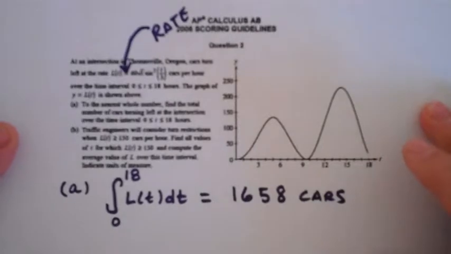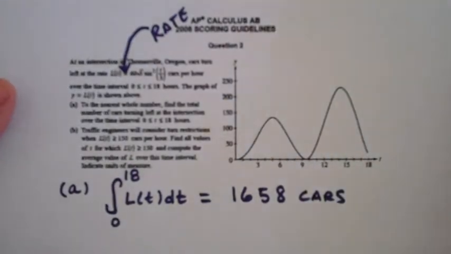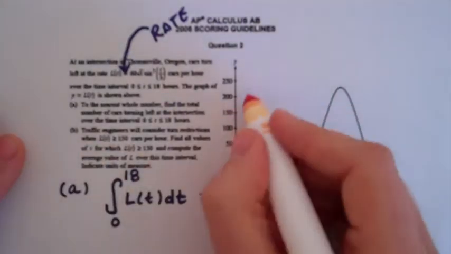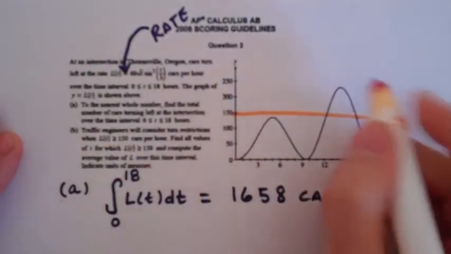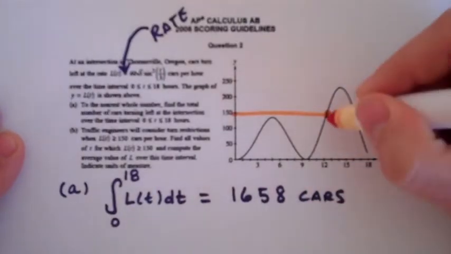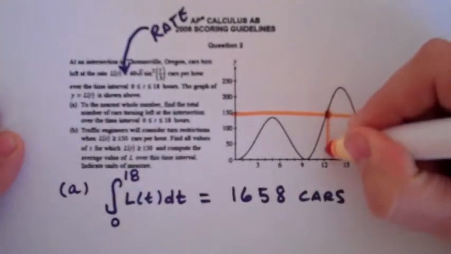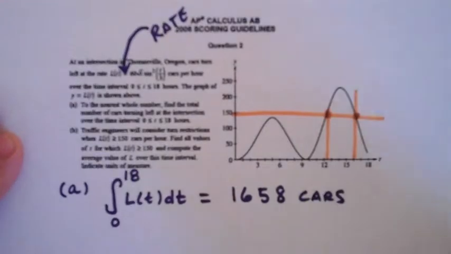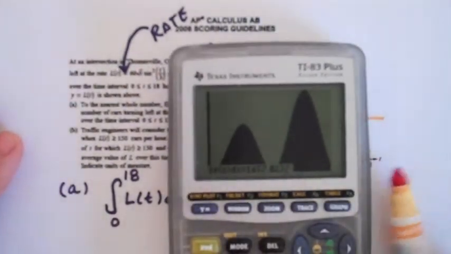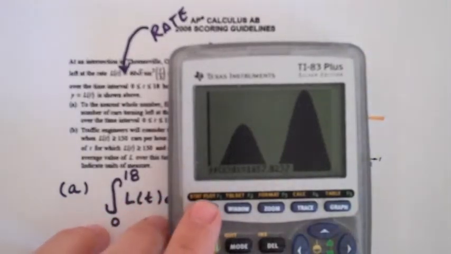Part B. Part B says traffic engineers will consider turn restrictions when the number of left turns is greater than or equal to 150. Find all values of t for which this is true and compute the average value. Well, here's 150, and just from drawing this graph we can see that the interval is going to be from here to here. So we need to determine those 2 points, and we're going to do that using our calculator.